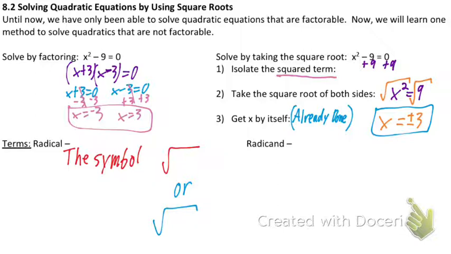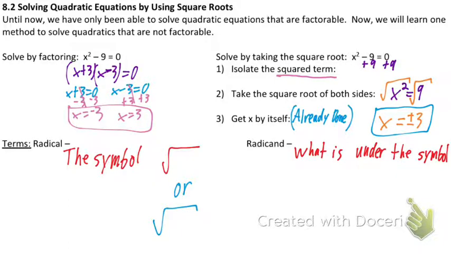So we call the symbol the radical. That radical tells us that we're square rooting something. That's the operation for it. That's the symbol for the operation. Now we have this thing called the radicand. These two terms look pretty related, don't they? Radical, radicand. We'd say, oh, those probably go together. The radicand is what is under the symbol, whatever is under the radical.